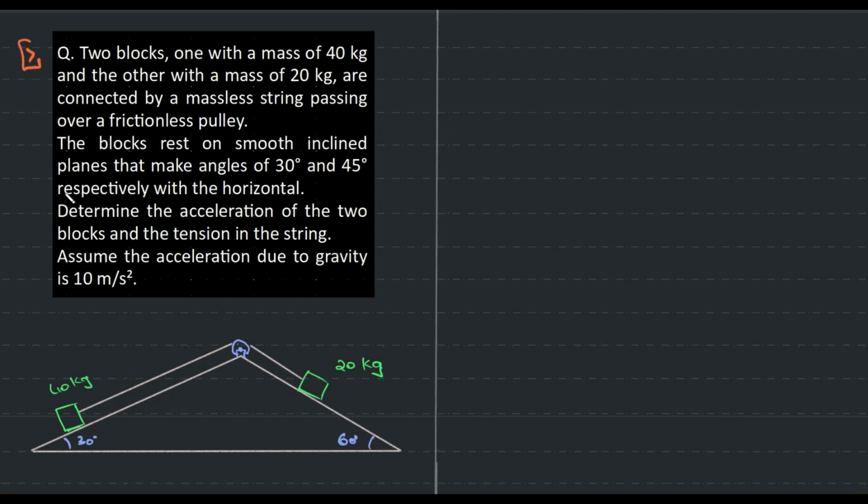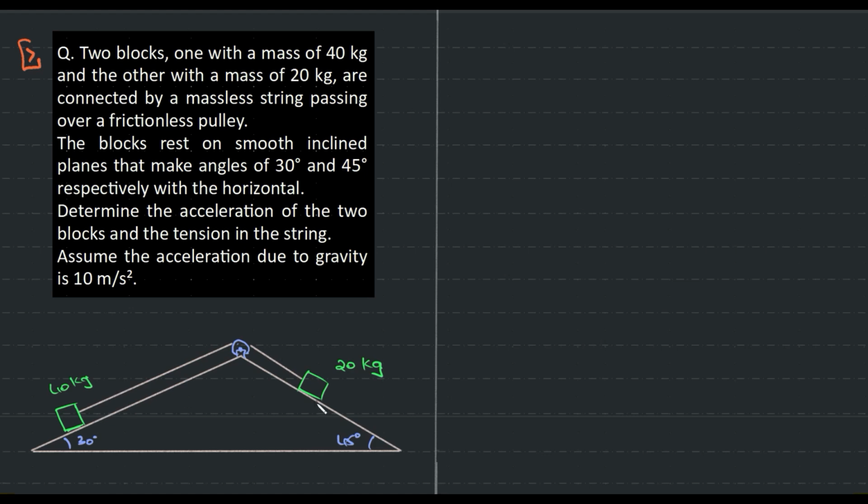Two blocks, one with a mass of 40 and the other with a mass of 20, are connected with a massless string. The blocks rest on smooth inclined planes of 30 and 45. That looks like 45, but I've written 60 though. Respectively with the horizontal. Determine the acceleration of the two blocks and the tension in the string, assuming the acceleration due to gravity is 10 meter per second square.